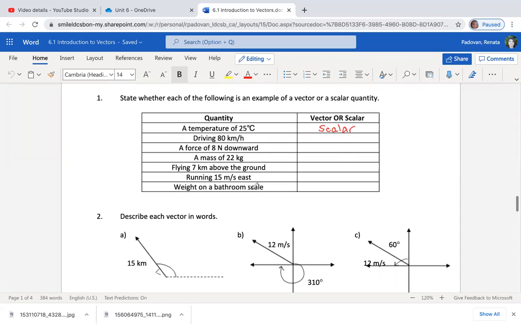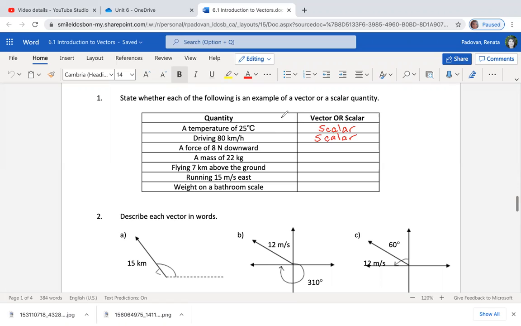What if I'm driving 80 kilometers per hour? Well, we did talk about speed before, right? All that says is speed. Where is speed listed? So speed is listed as a scalar, right? Not a vector. Because again, I'm driving 80 kilometers an hour to Toronto. I'm driving 80 kilometers, just as an example, back to London. It doesn't give me the direction.